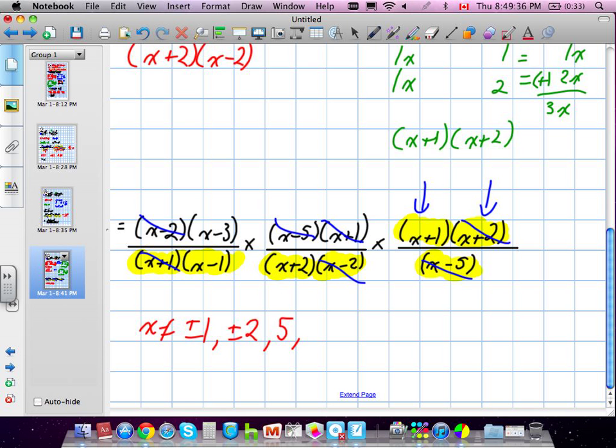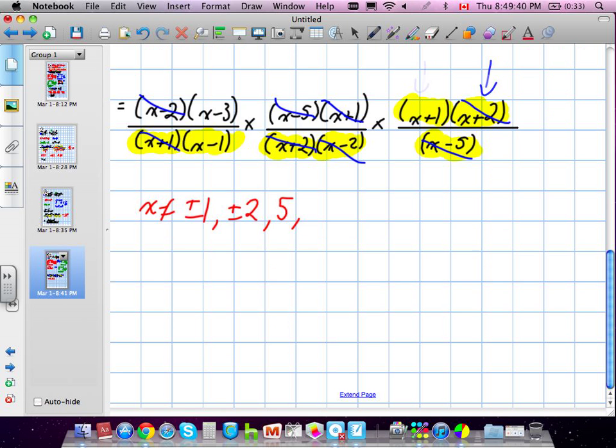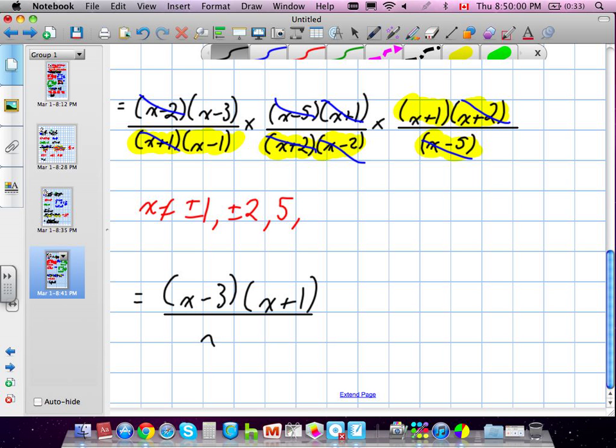And let's finally rewrite it. So on top we have x minus 3 times x plus 1 over x minus 1. Good. That's it. A lot of work for only a few things. Let me show the entire page. Lots of restrictions. Lots of work. Lots of factoring.